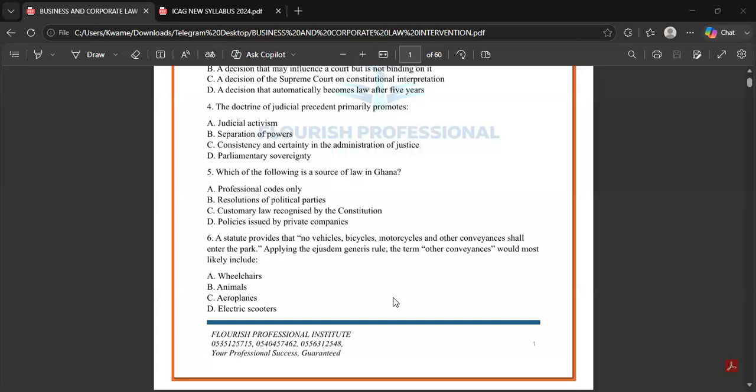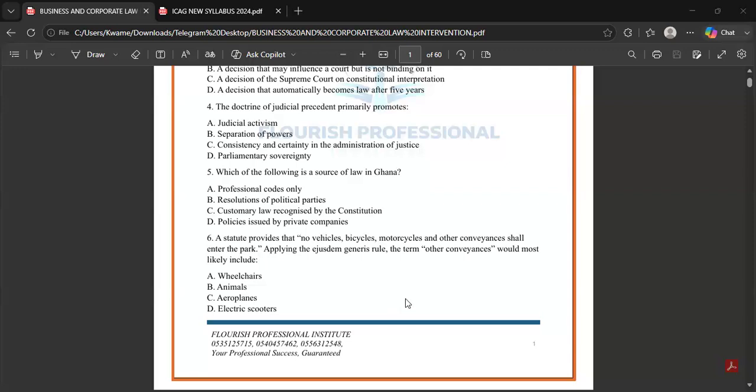All right, number 5. Which of the following is a source of law in Ghana? A. Professional codes only. B. Resolutions of political parties. C. Customary laws recognized by the Constitution. And D. Policies issued by private companies. So the answer is C. Customary laws recognized by the Constitution.